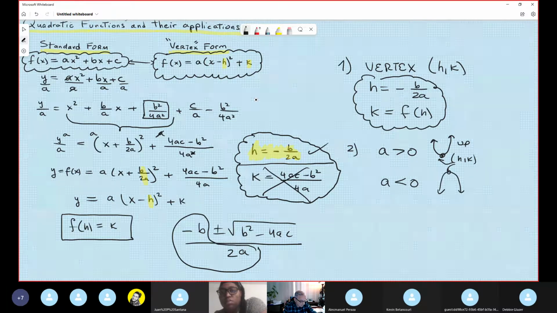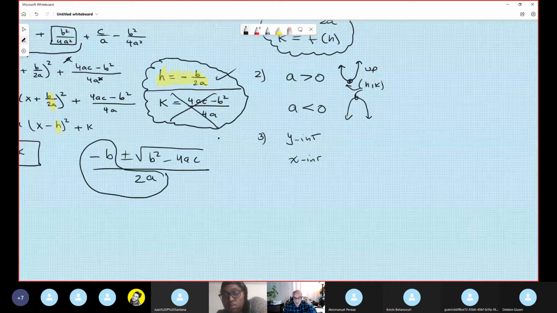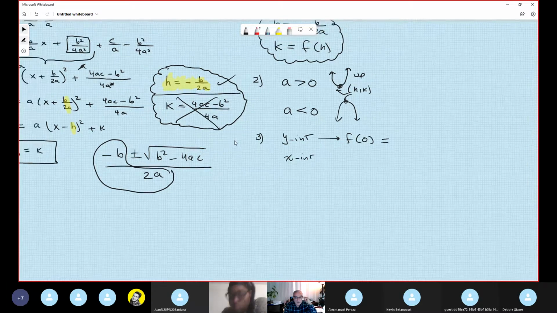Okay, what is the next step? Well, the next step is number 3. You find the y-intercept and the x-intercept. Remember, the y-intercept is the point at which the parabola crosses the y-axis. And the x-intercept is the point at which the parabola crosses the x-axis. So what is the formula for finding the y-intercept and x-intercept? Well, for the y-intercept, always evaluate at 0. This is general, but particular for the quadratic function.